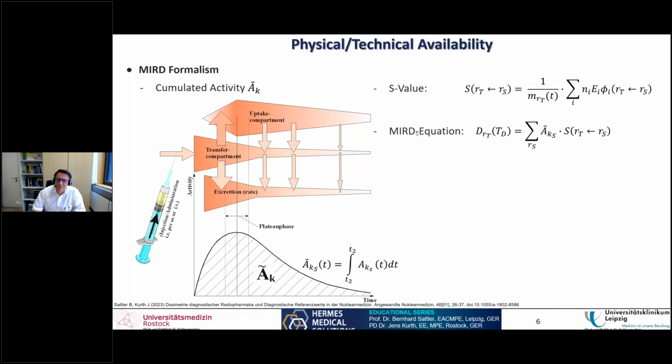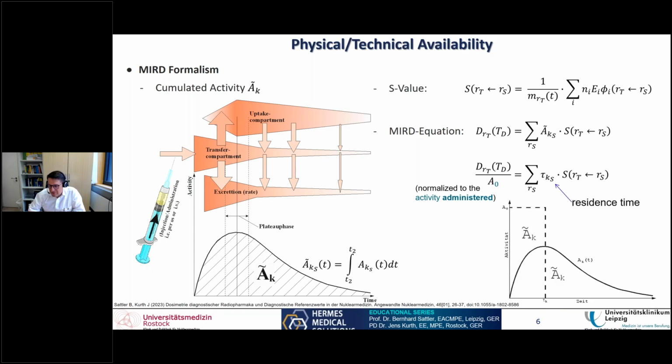Then we have the MIRD equation, where we use the accumulated activity in a target or whatever organ at risk region to calculate the dose to the target out of that accumulated activity and the S value. We normalize that to an administered activity, and the graphic explanation of that is the residence time, that is actually equaling the surface under the time integrated activity curve idealized to a square.